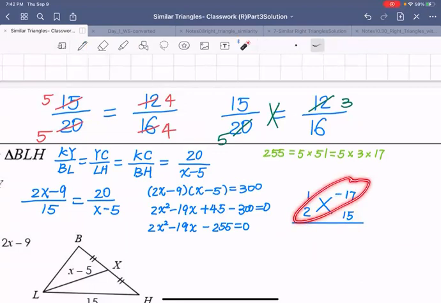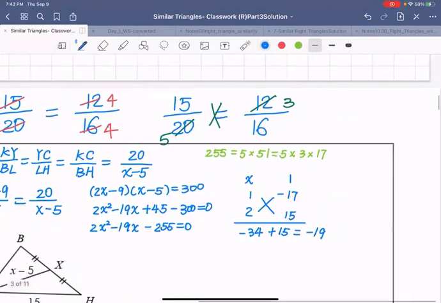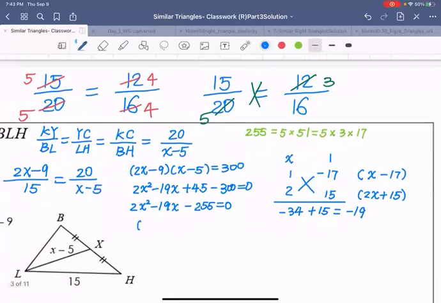This is negative 34 plus 15 equal 9. So columns for x, columns for constant. This is who? 1x minus 17. This is 2x plus 15, right? Yeah. Excellent. This is awesome job.